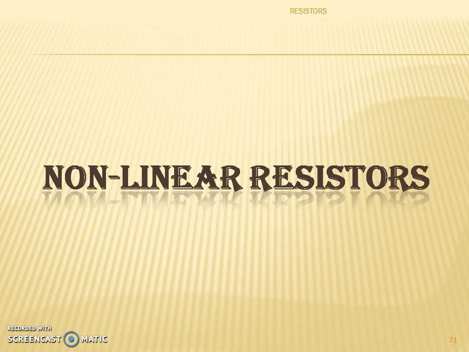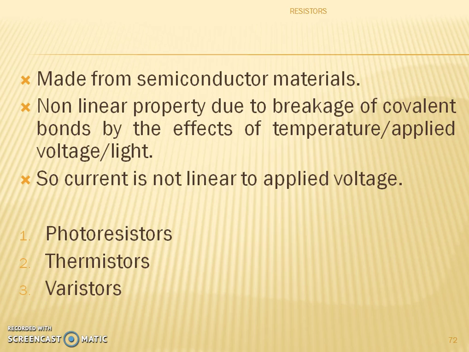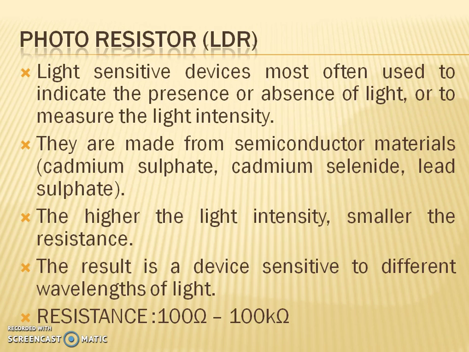Now coming to the non-linear resistors, these are made from semiconductor materials. The non-linear property is due to breakage of covalent bonds by the effects of temperature, applied voltage or light. So current is not linear to applied voltage. The 3 types are photoresistors, thermistors, and varistors.